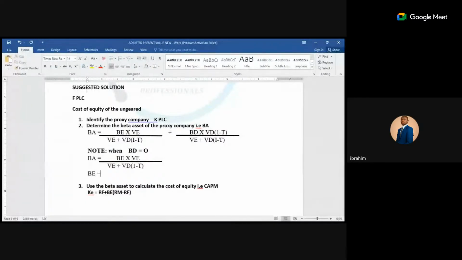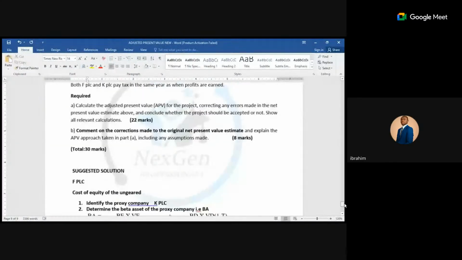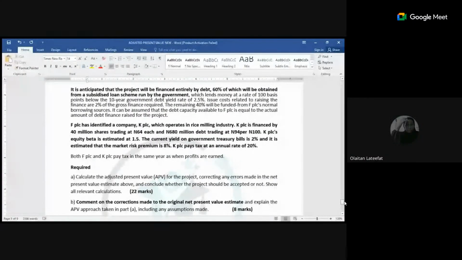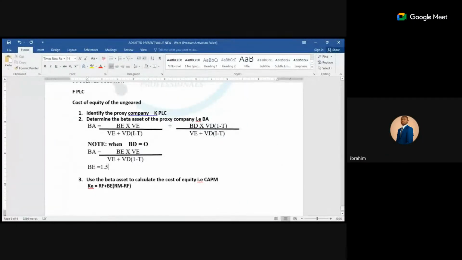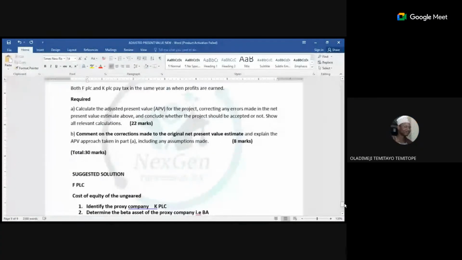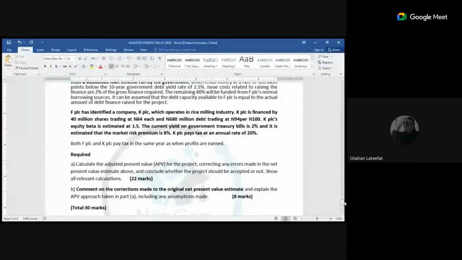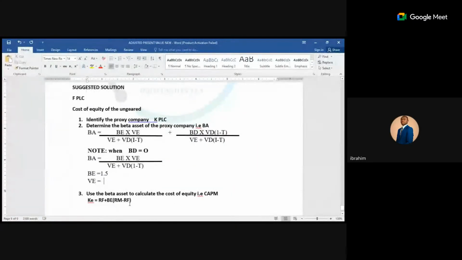BE, equity beta. So what is the equity beta of the proxy company? 1.5. The market value of equity. How do we determine the market value of equity? 40 million shares times 64 naira per share.